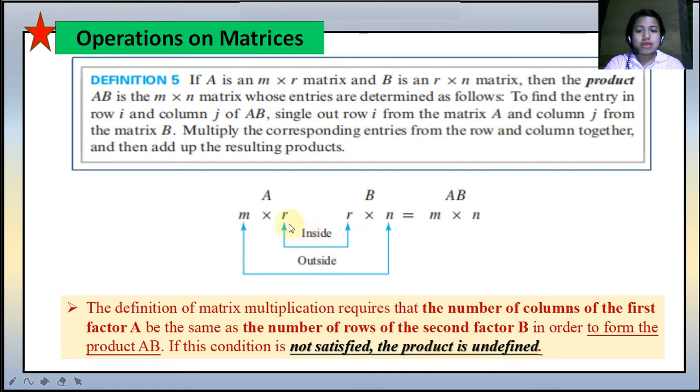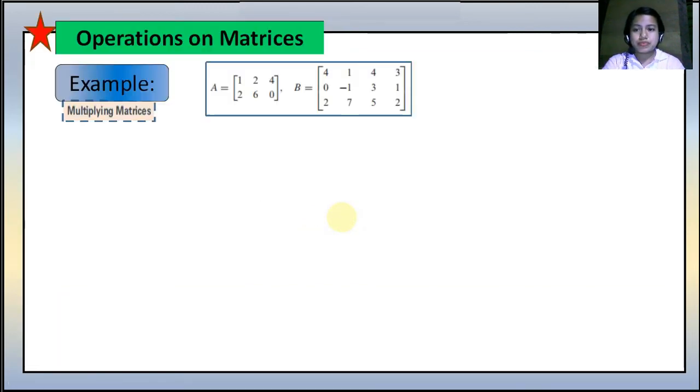So if, writing side by side the sizes of the two matrices, the inside numbers must be the same or equal before we can proceed with matrix multiplication. And we can determine the size of our product matrix by combining the outside numbers. Otherwise, if these two inside numbers are different, then the product is undefined. So we have here an example.